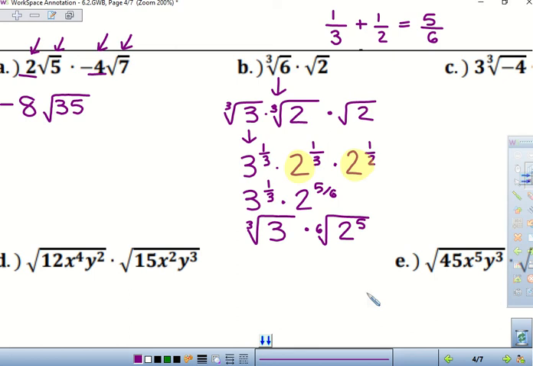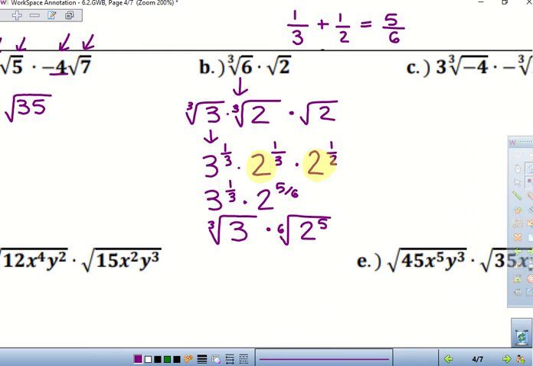So, yes. Why didn't you add the 1/3 and the 5/6? Why didn't I add these two together, you mean? Because you can only do that when they have the same base. Does that make sense? Okay.